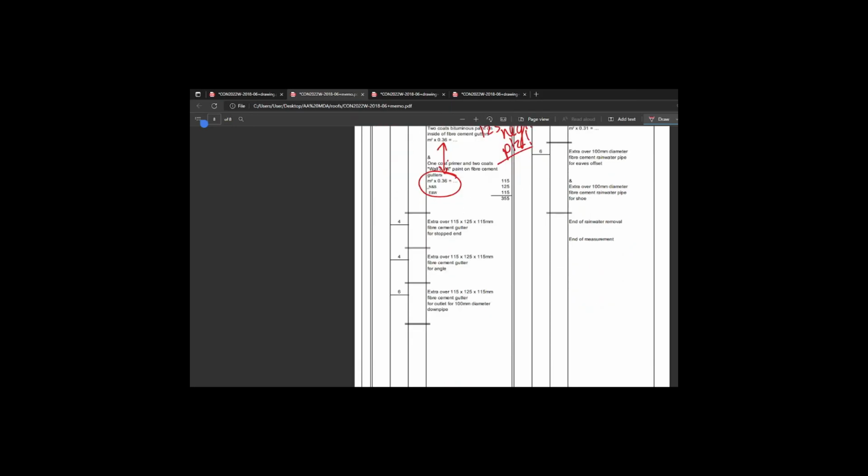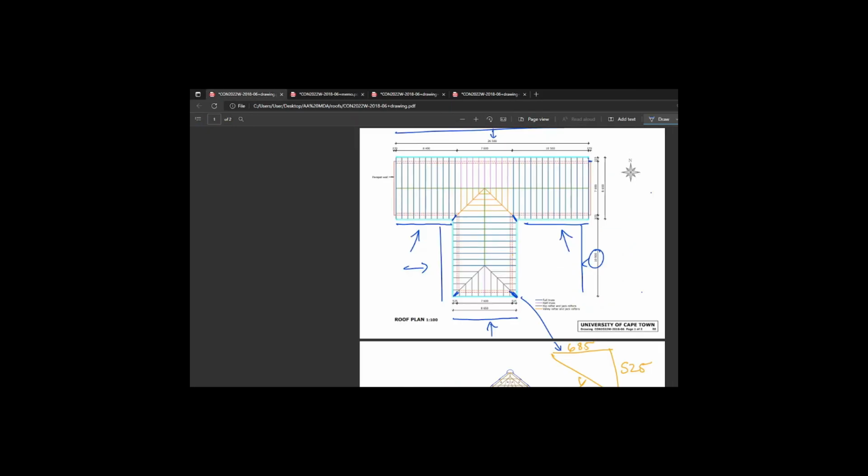Alright. We're getting somewhere. Stopped ends. Let's take a look at stopped ends. Stopped ends appear when we have... Oof, I can't even see anything on the board.